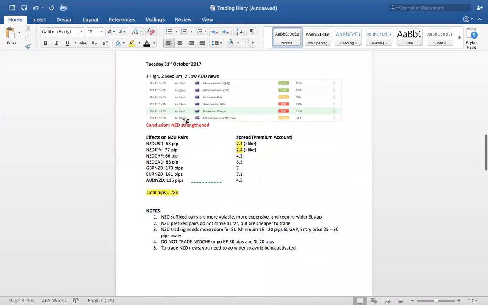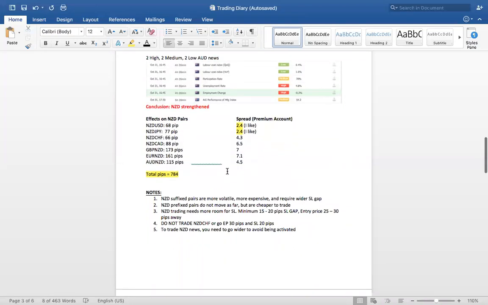So essentially this is what you want to do. When you trade news, or not even trade, when you see news happens, you want to record it. Put the date, put what was the type of news, how many high, mediums, or lows, put a conclusion of what happened, right? Then you want to put down all the pairs, put how much pips they all moved, put the spreads for which ones you liked, calculate the number of pips, and write some notes.